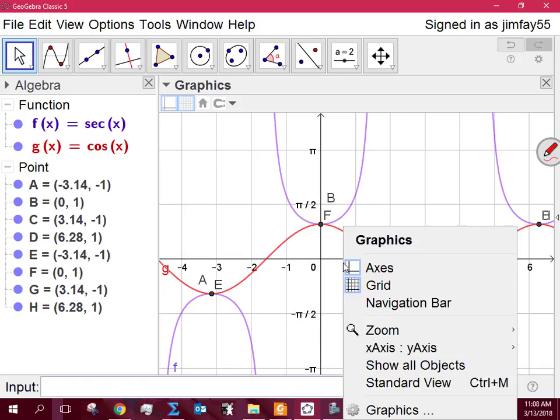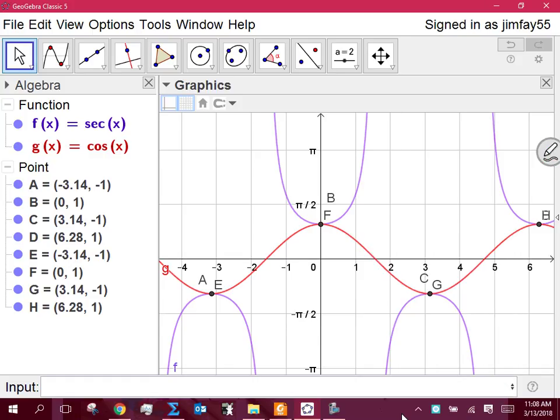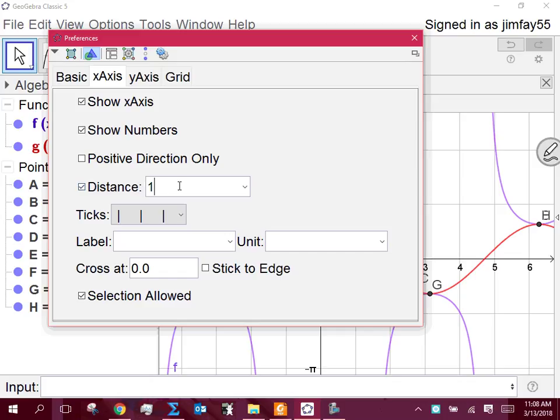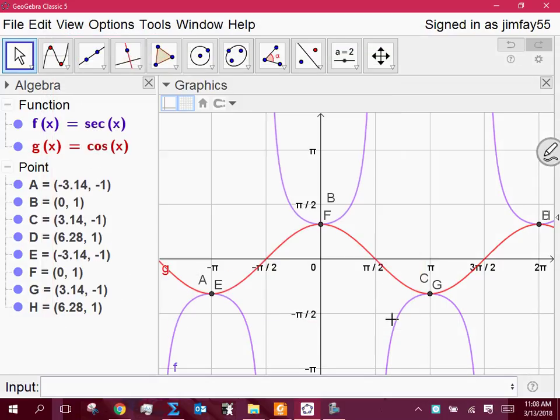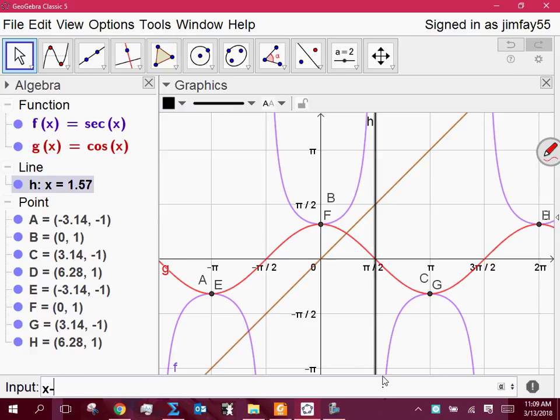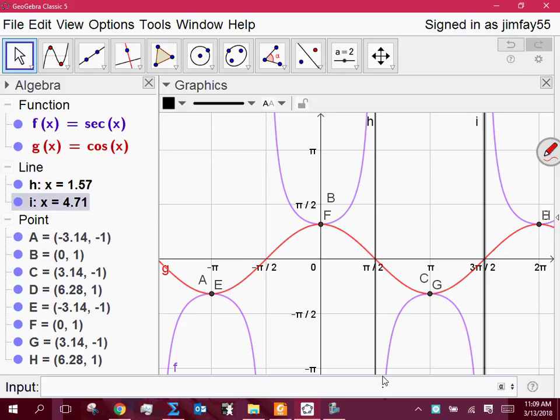Let me get my x-axis in terms of radians. When I look at a measurement of pi over 2 on the x-axis, that y value is 0 right there, correct? Well, what's the reciprocal of 0? Undefined, right? It does not exist. So what we end up with at pi over 2 is an asymptote. We get another one at 3 pi over 2, another one at 5 pi over 2, and so forth.